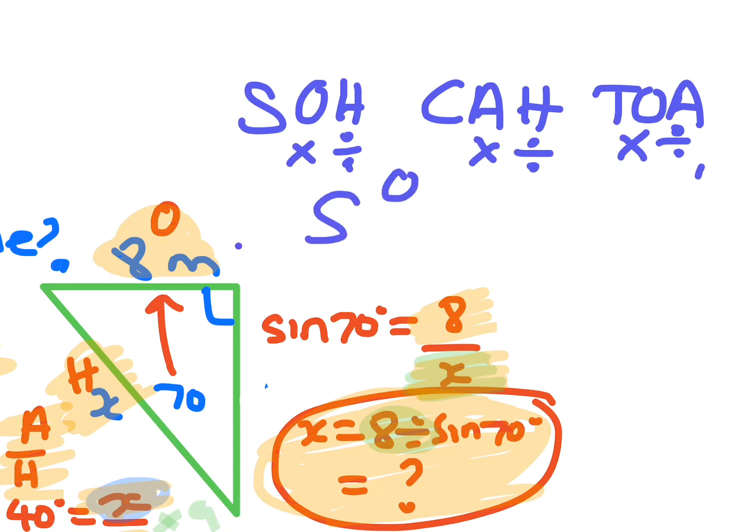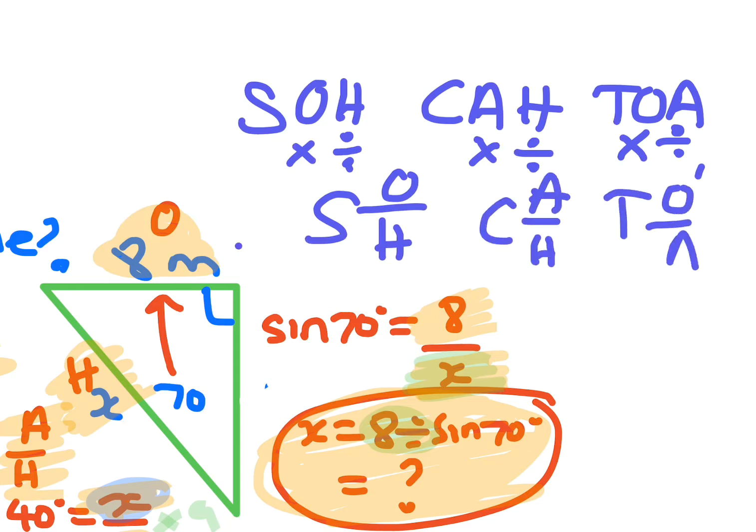You could also look at it as sine O on H, cos A on H, tan O on A, and do exactly the same thing. Times if it's on top for the x, divide if it's on bottom. Times for the top, divide for the bottom. How do you know if it's times or divide? You've got to look at the order these come in. Put the opposite first on top, then the hypotenuse, or the adjacent first, which goes on top, then the hypotenuse, or the opposite first, and then the adjacent.